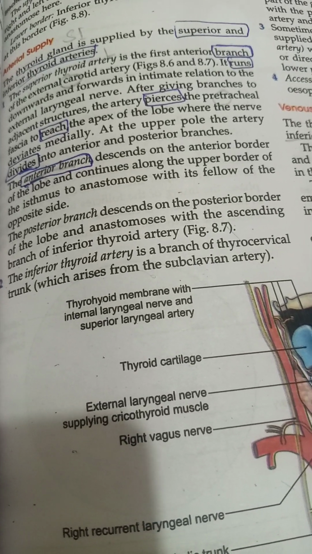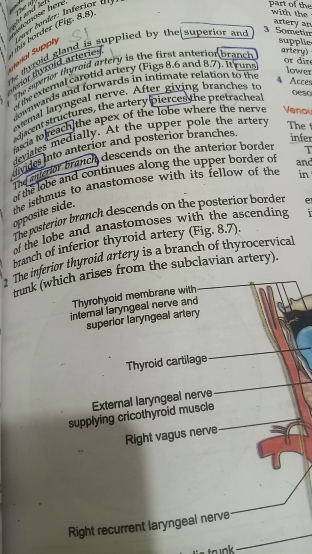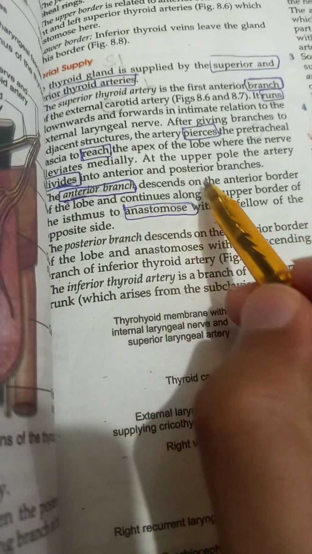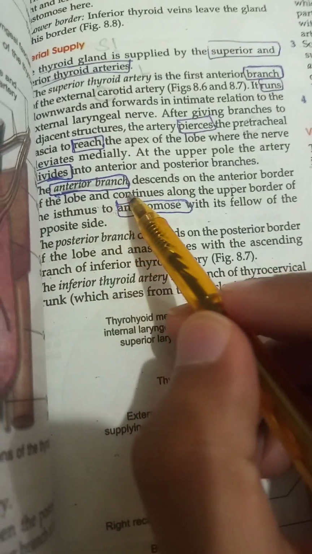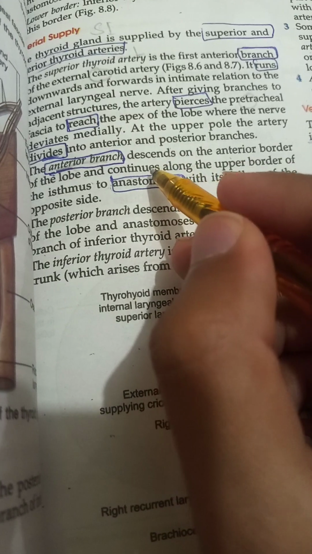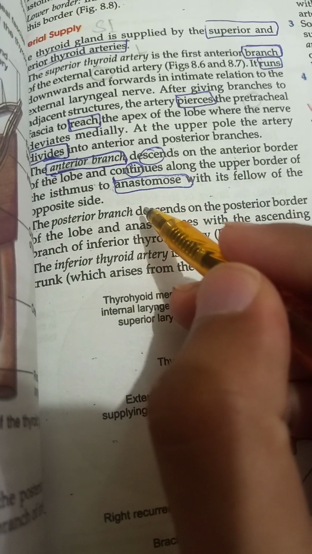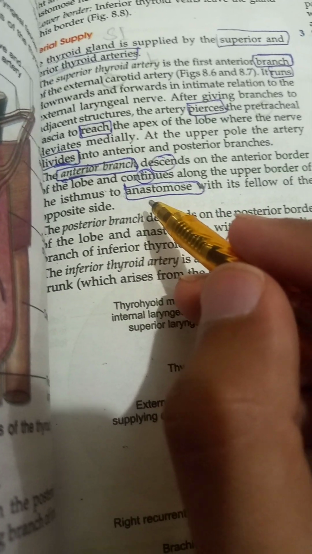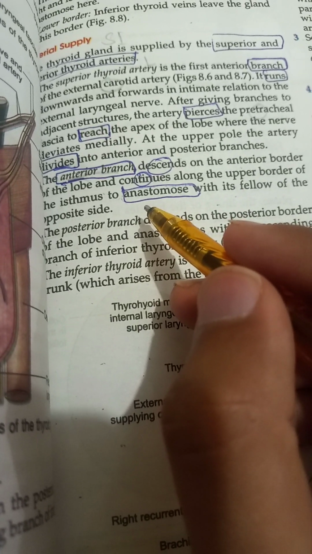The anterior branch descends on the anterior border of the lobe and continues along the upper border of the isthmus to anastomose with its fellow of the opposite side. So what will happen? The anterior branch will descend on the anterior border of the lobe and continue along the upper border of the isthmus to anastomose with its fellow of the opposite side.